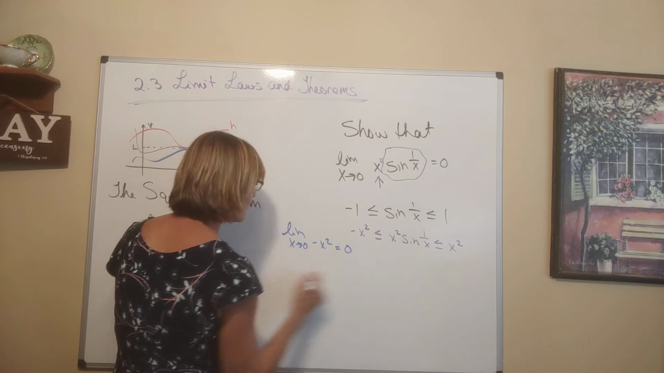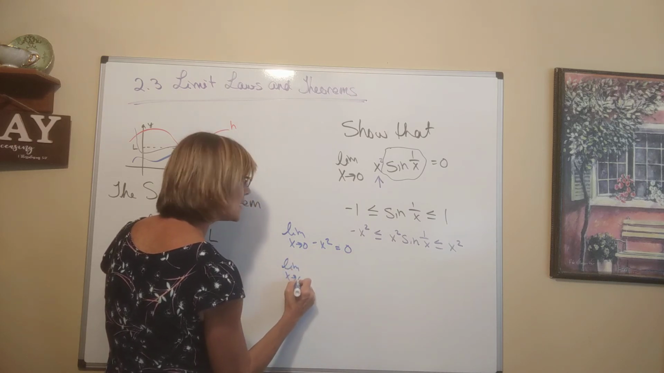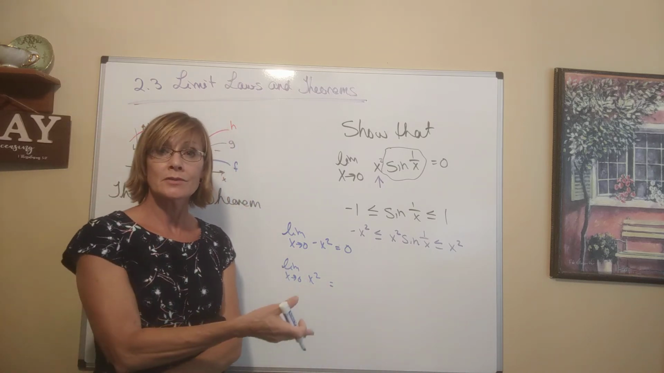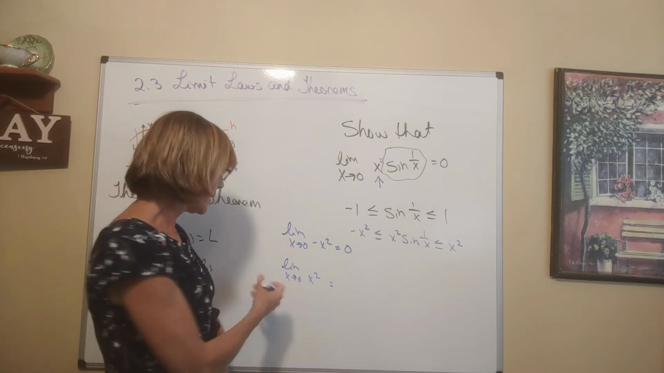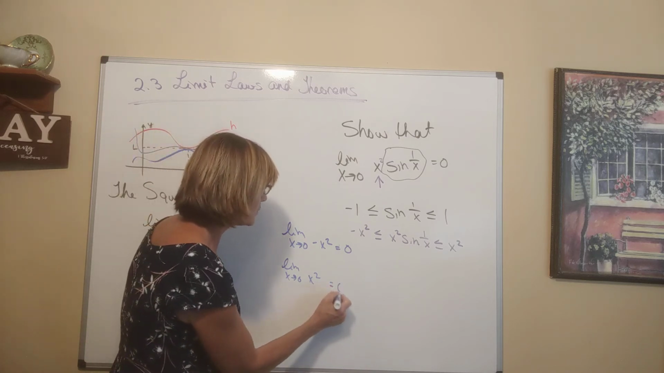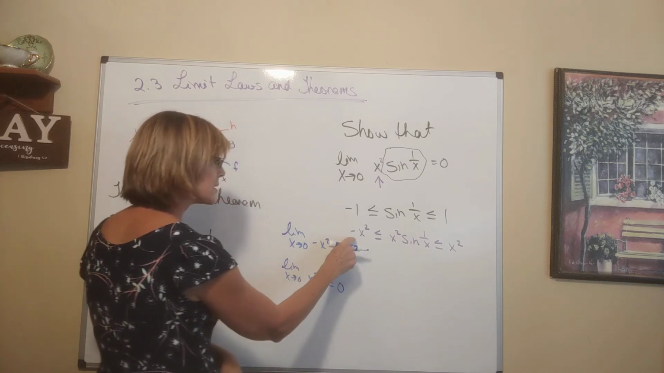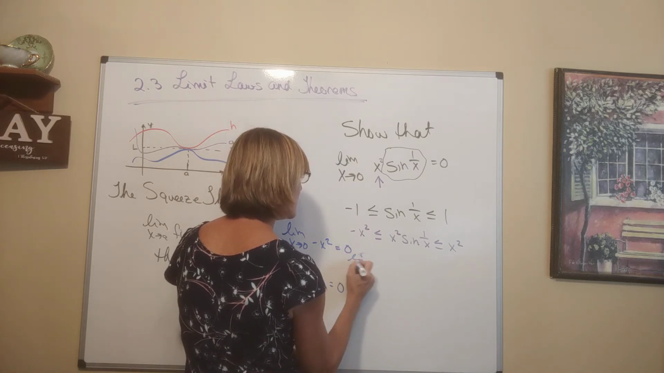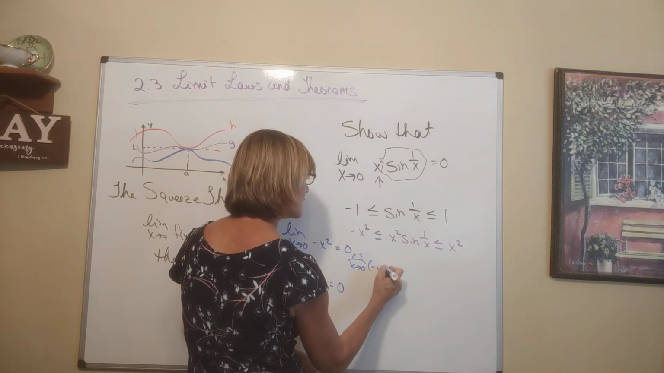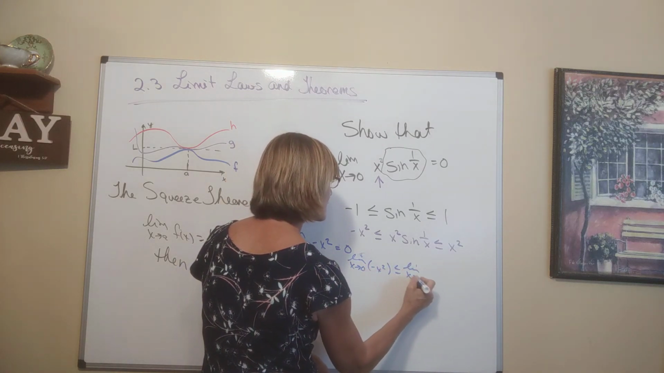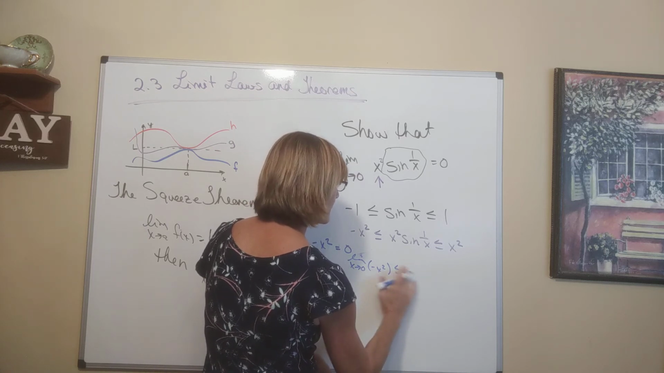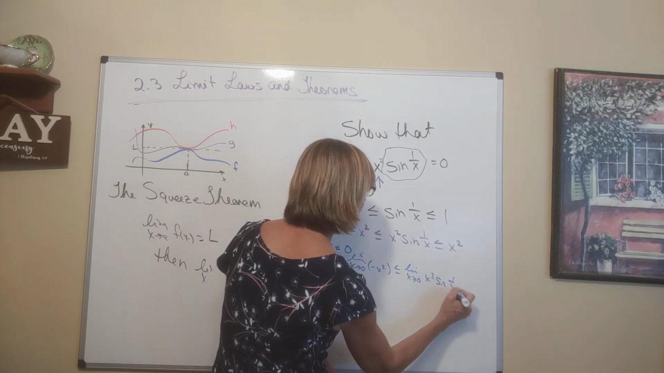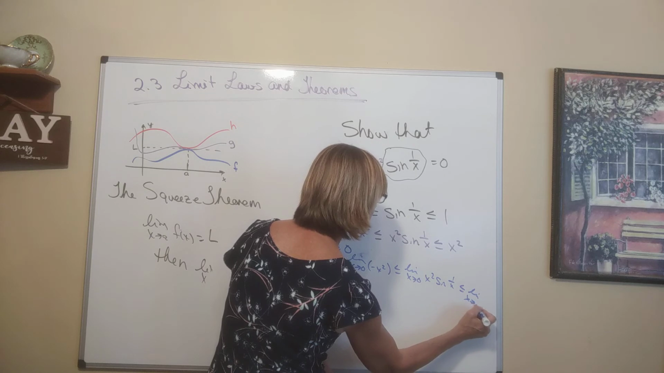Let's do the limit of this other side of the function. The limit as x goes to 0 of x squared is, okay, this is a polynomial. I'm also allowed to substitute by the direct substitution rule. Substitute in 0 for x. 0 squared is 0. This is equal to 0. So the limit as x goes to 0 of negative x squared is less than or equal to the limit as x goes to 0 of x squared times the sine of 1 over x, which is less than or equal to the limit as x goes to 0 of x squared.